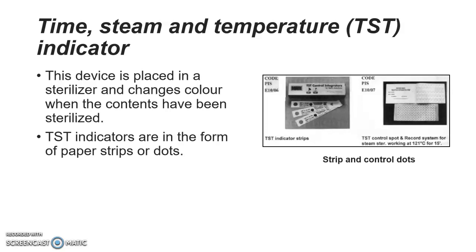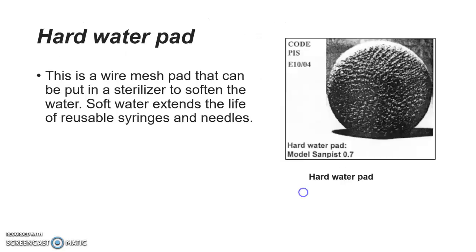What is this for? To check whether the sterilization is performed correctly or not. And this may change color when the contents have been sterilized. So the TST indicators are mainly in the form of paper strips or dots.